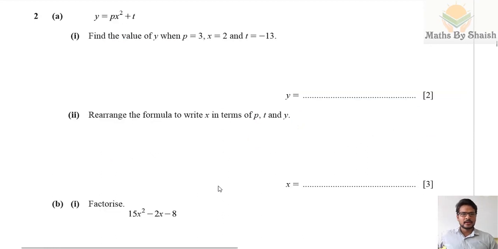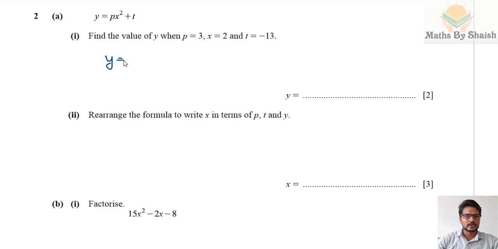Second question, A part, y equals px squared plus t. Find the value of y when p equals 3, x equals 2, and t equals minus 13. So they are going to give the marks for substitution. So first of all, we will substitute these values.